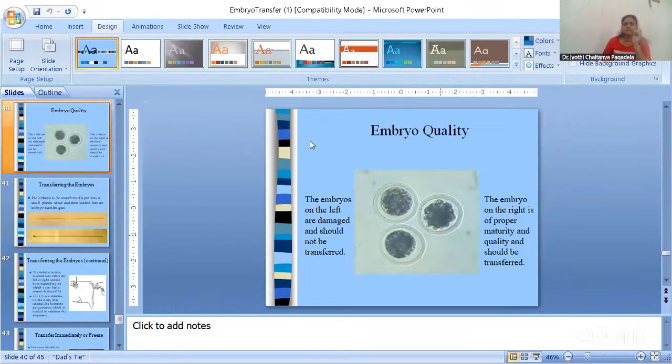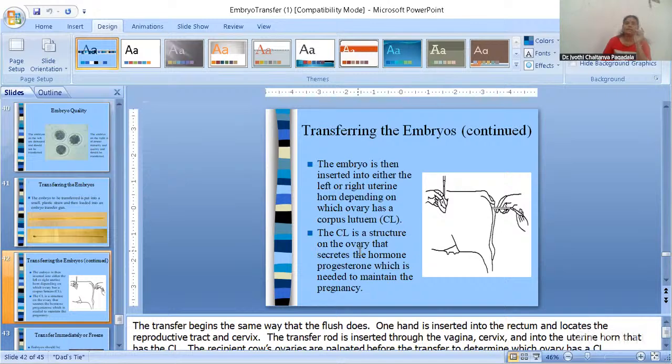Just now we discussed embryo quality. Even yesterday I showed this. With the help of the corpus luteum, the embryo is then inserted into either the left or right uterine horn, depending upon which ovary has a corpus luteum.